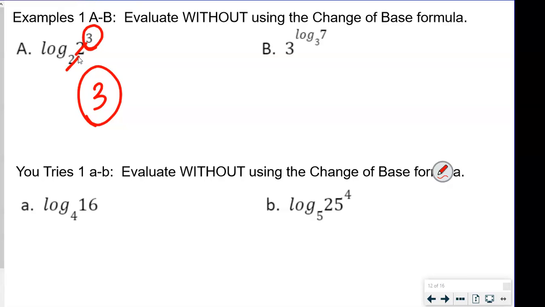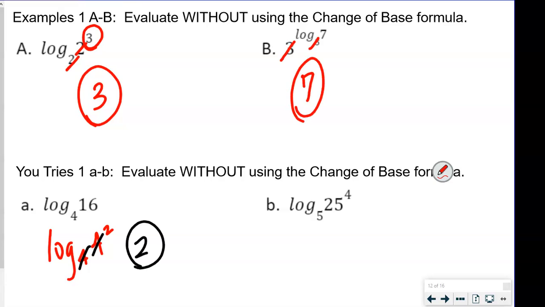On the next one below it, we're going to go to you try a. This time notice that we don't have the same bases, but we can get the same bases because we know that 16 is equal to 4 squared. So we're going to say log base 4 of 4 squared. Now we do have the same bases, so these bases cross each other out, and our answer here is 2. Up here at the top, again, we have 3 to the log base 3 of 7. These once again are going to cancel each other out because they have the same bases, and our answer is going to be 7.